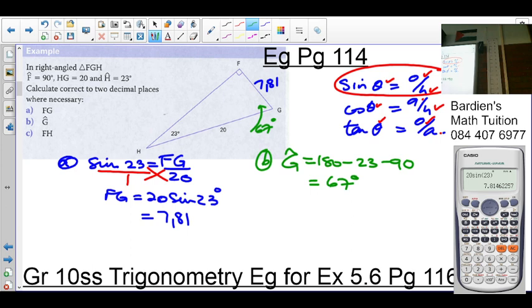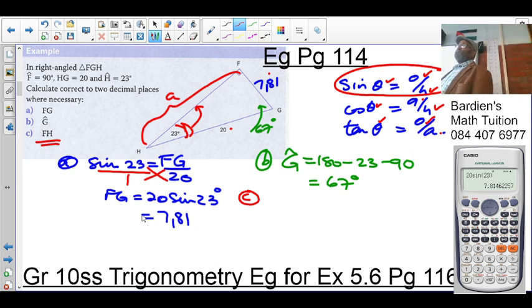Then I want you to work out FH. So there is FH. What is FH to the angle? The adjacent side. And what do we have? We have the hypotenuse. We also have the opposite. So I can use either one of the two. But normally we go with what is given to us. If you had used 7,81, you're going to get the same answer, provided that calculation is correct.